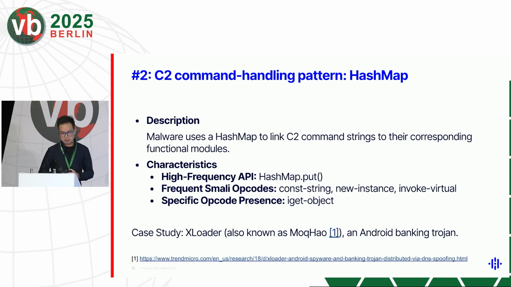It is an Android banking Trojan. The characteristic of this pattern usually has a high-frequency API, which is HashMap.put, along with a few frequent Smali opcodes: const-string, new-instance, and invoke-virtual. And most importantly, we look for at least one opcode, iget-object, which is typically used to retrieve the HashMap instance from another object for later use.